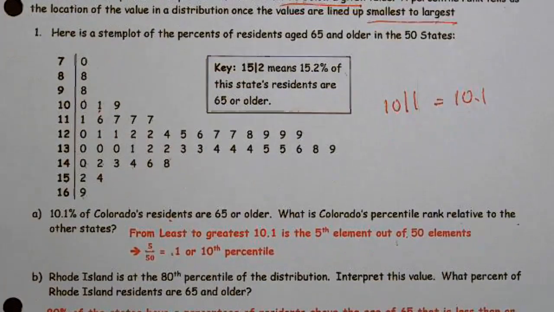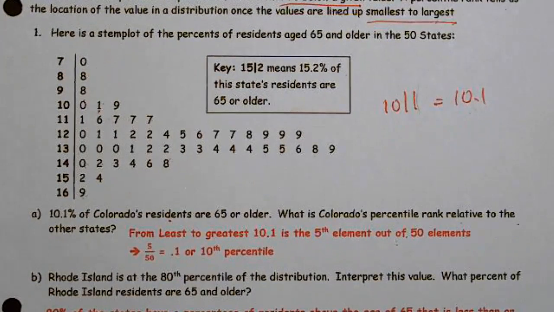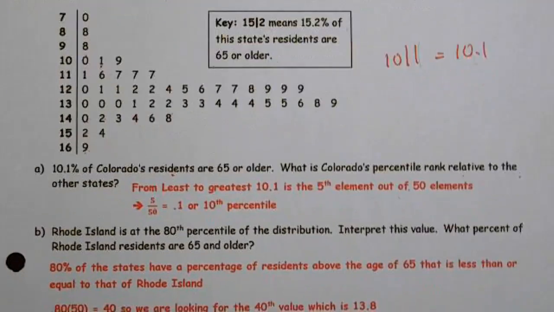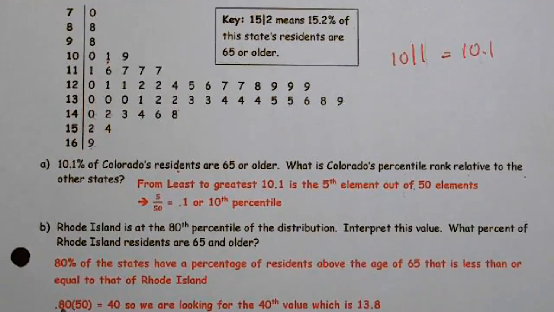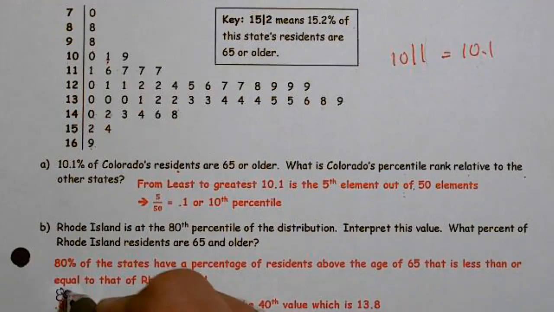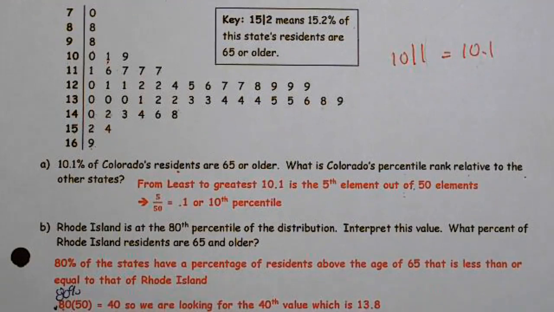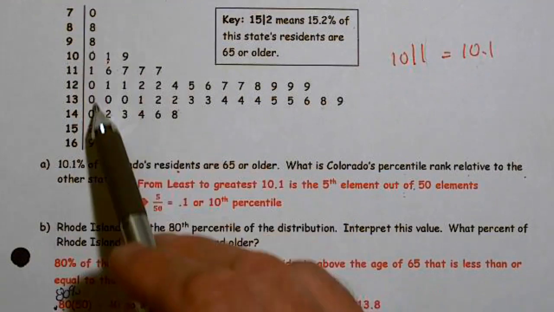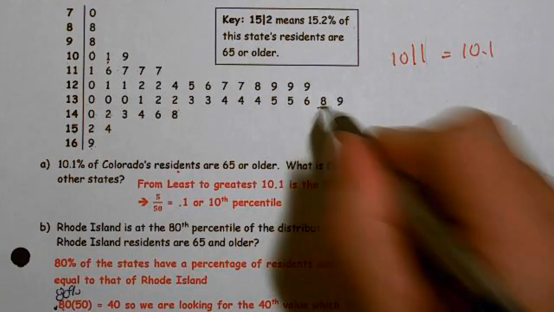Rhode Island is at the 80th percentile. Interpret this value. What percent of Rhode Island residents are 65 and older? So they're at the 80th percentile. So once again, 80% of 50, I needed to count, they need to be the 40th state, because here's my percent right here at 80%. So I just turned it into a decimal, 0.80 times 50, the number of states. So this can be the 40th state. So I can count all the way up to 40, which is right here.